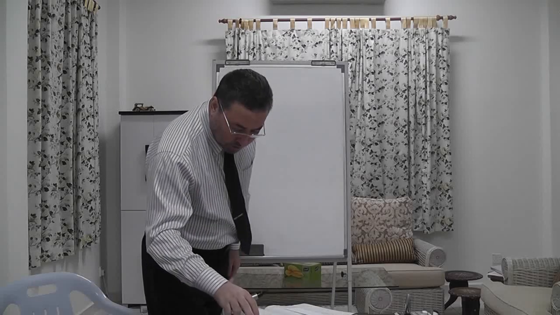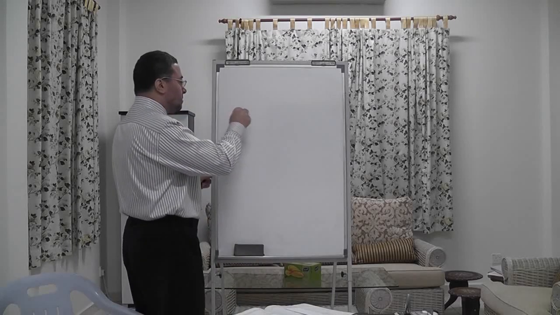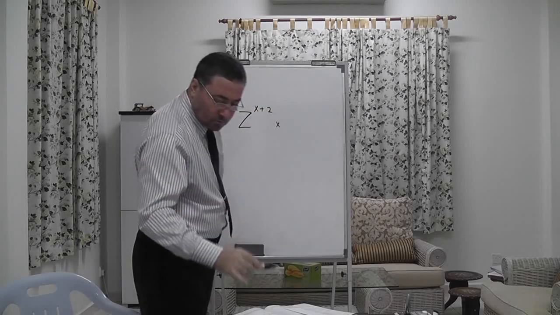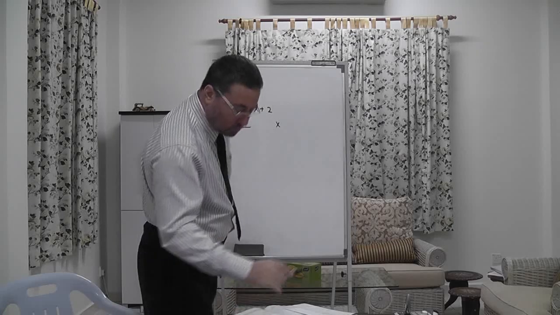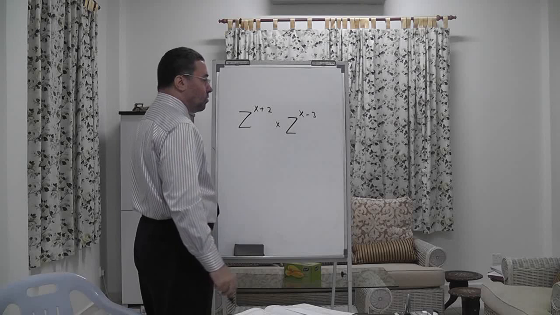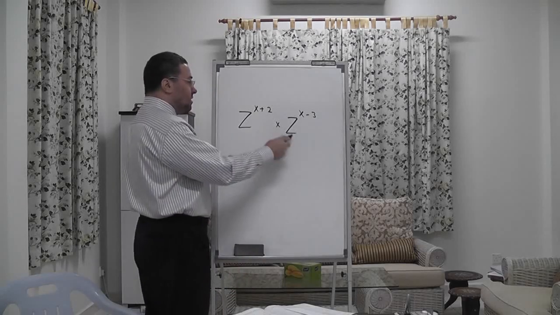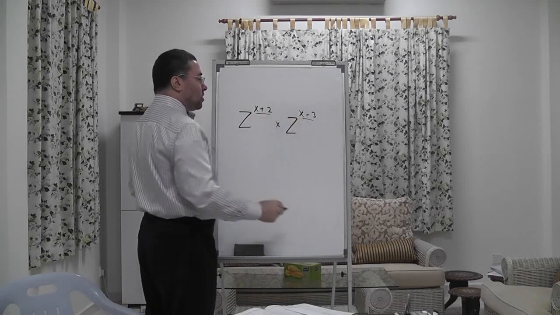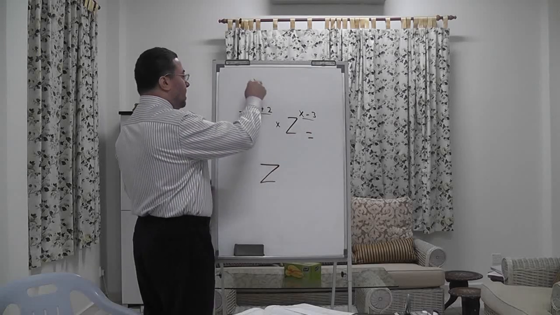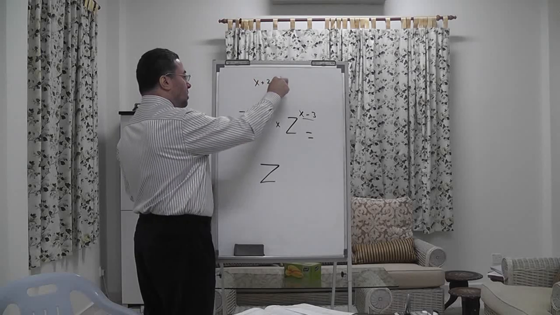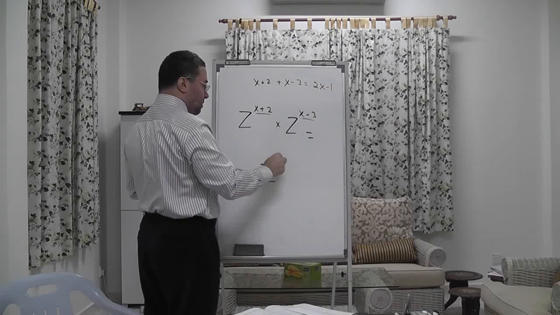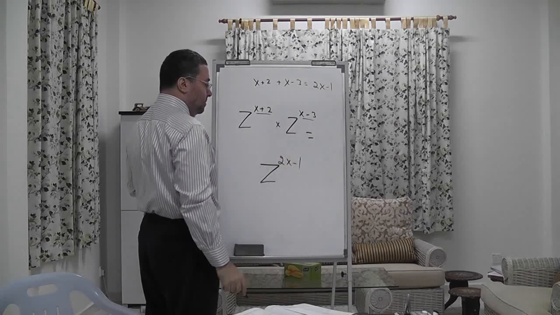Number 33. We apply the same rule, same base, and each one has its power, so we add the powers. And the answer will be, we add x plus 2 to x minus 3, and that will be 2x minus 1. So the power here will be 2x minus 1.